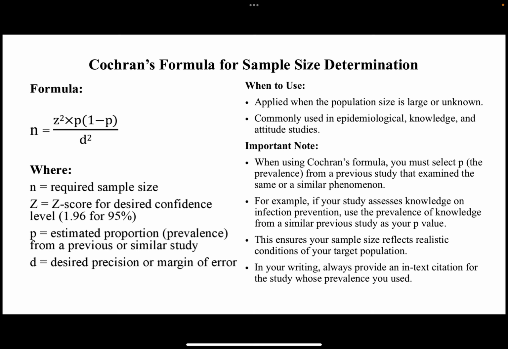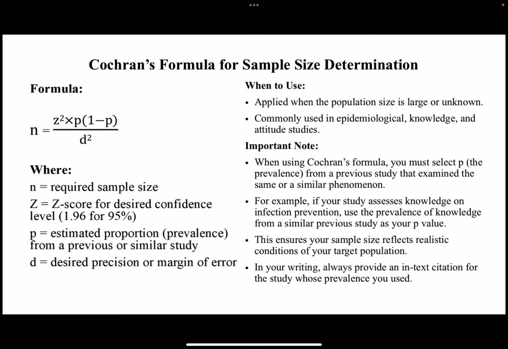Okay, now Cochran's formula usage is very common when you want to do a study to assess knowledge, attitudes, or prevalence, or an epidemiological study. The best formula to use is the Cochran's formula. It's very simple, and that's the best to use. It is very simple because you are just going to use a proportion from a previous study that measured a variable that is within your study. Simple as that.